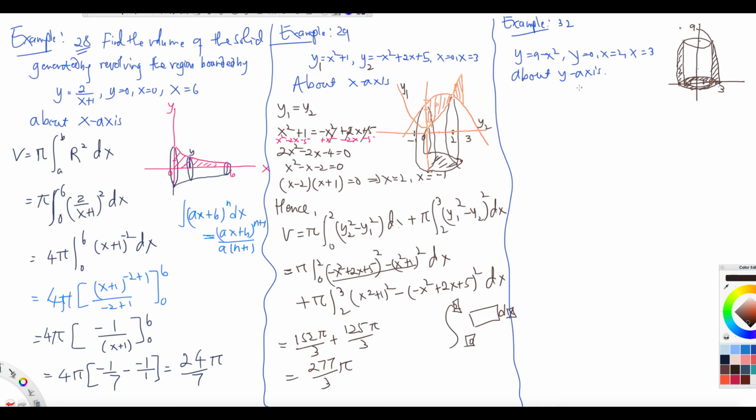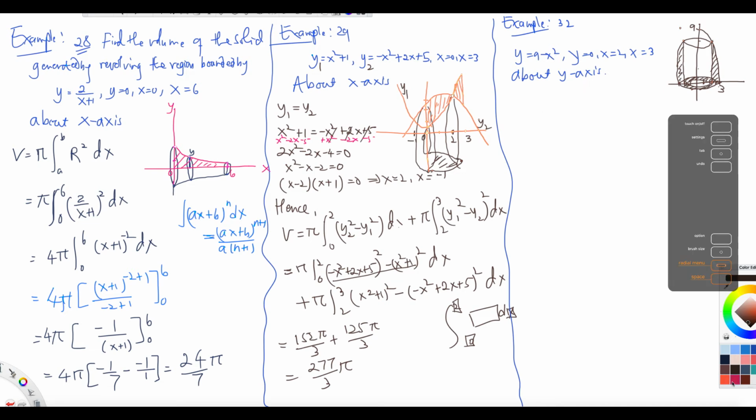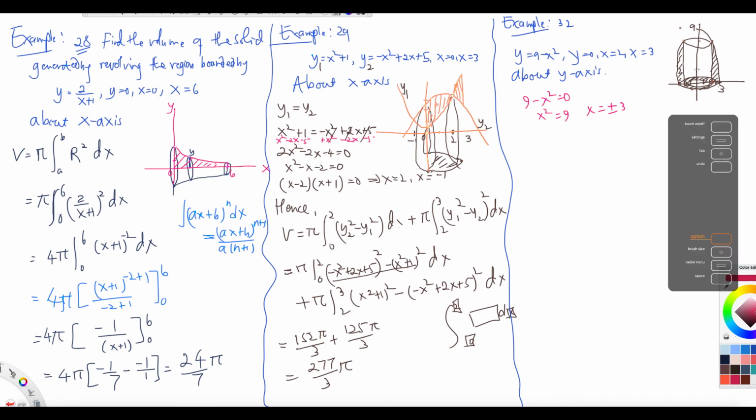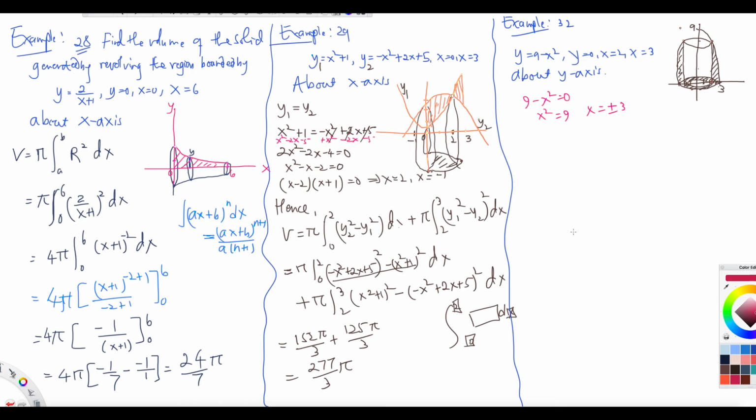So if you do that, let me write down here. 9 minus x squared equals 0. So x squared equals 9, so x equals plus or minus 3. So 3 is the radius. I'm sorry, it's not 0 there.